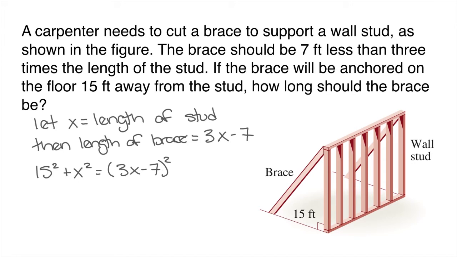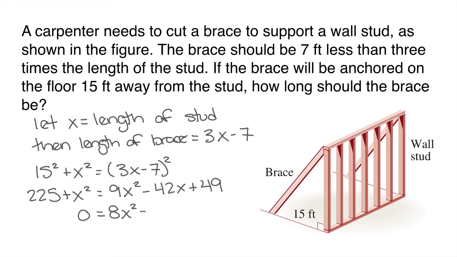Now we can simplify. 15 squared is 225. So on the left we have 225 plus x squared. Then on the right we square the binomial to get 9x squared minus 42x plus 49. Now let's subtract 225 and x squared from both sides of the equation, and we have 0 is equal to 8x squared minus 42x minus 176.